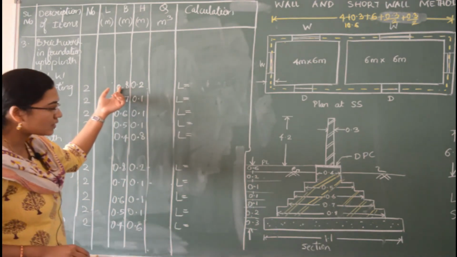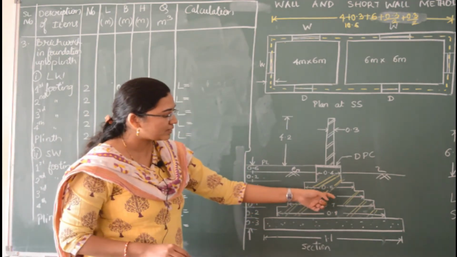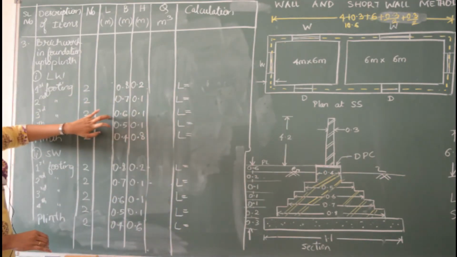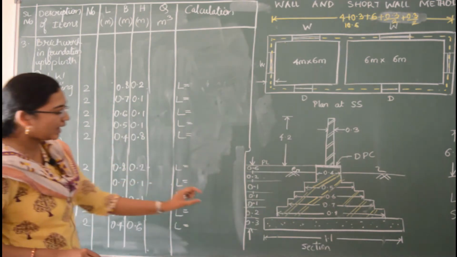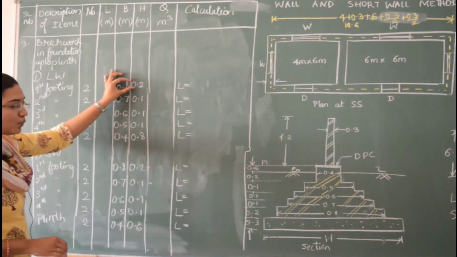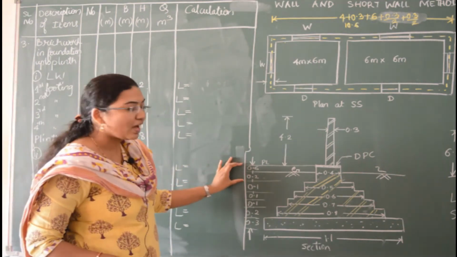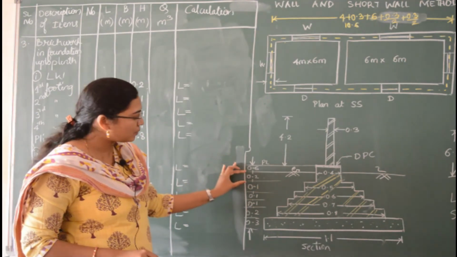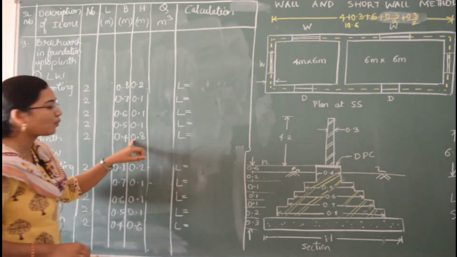So the widths for the first step are 0.8, 0.7, 0.6, 0.5 and 0.4, which is already written here. So it is 0.8, 0.7, 0.6, 0.5. For the plinth, the width is given as 0.4. Then the height of each step. The first height of the step is 0.2. So it is 0.2 here, 0.1, 0.1 and 0.1. Lastly over here, the plinth portion, from the plinth to the ground level it is 0.6 and below that is given as 0.2. So 0.6 plus 0.2 is 0.8.